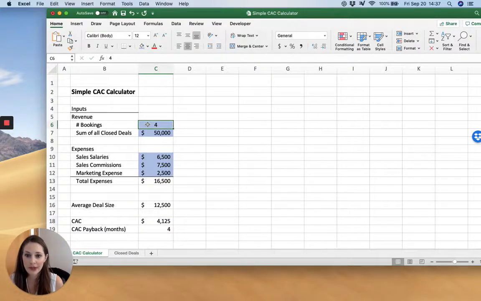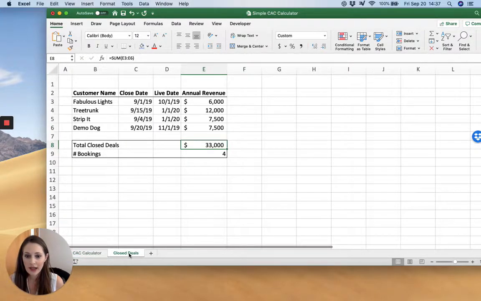So the number of bookings, that's how many deals did you close in a particular period. So if we look at, I have a closed deal, this dummy data for customers, and we have the customer name, the close date, all in September, the live date, which I'll go over in a minute, and the annual revenue. So that means we closed Fabulous Lights 9/1 for $6,000 in annual revenue.